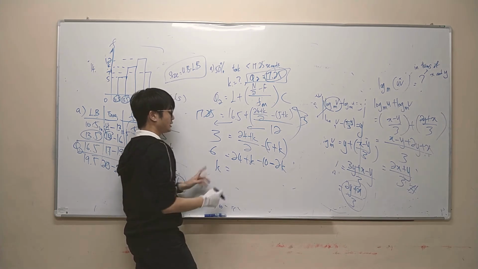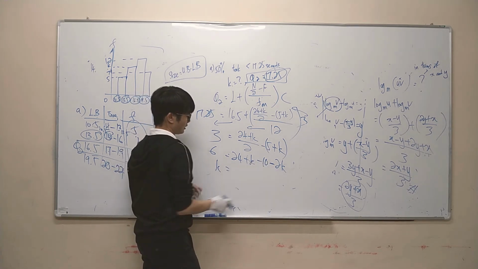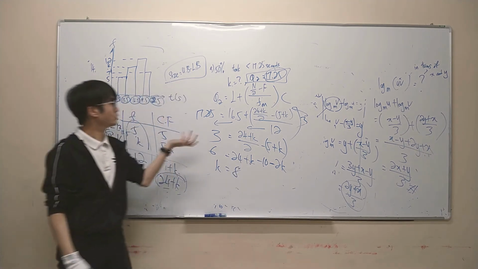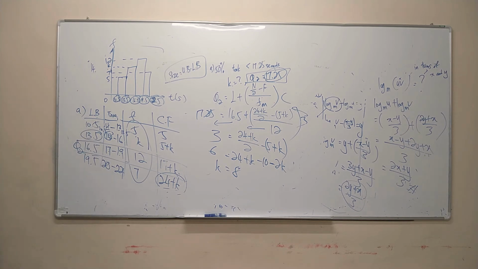Just move to the left hand side, k. 24 minus 10 is 14, minus 6 is 8. You can just use your calculator, and then you will get the same answer. Right? Hope you understand. What's the next question?